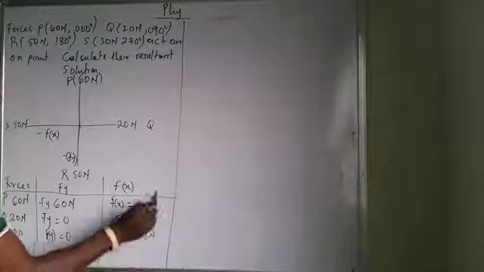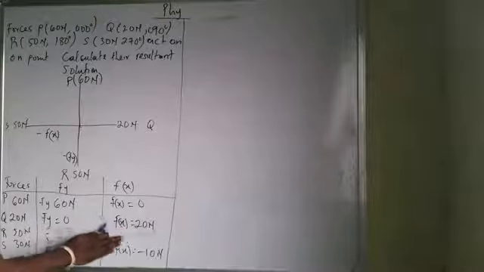Now, I'll move on to the next one, which is my r. My r is 50 Newton, which I'll be having f of y equal to 0. My f of x will be equal to 50 Newton. And also move on to the next one, which is my x, which is I have 30 Newton.